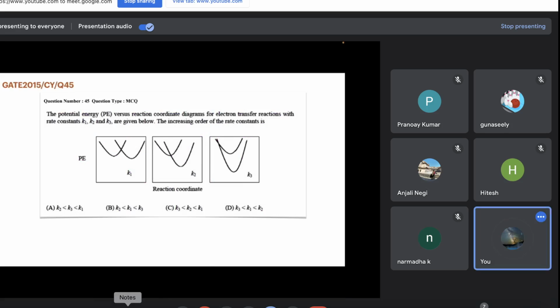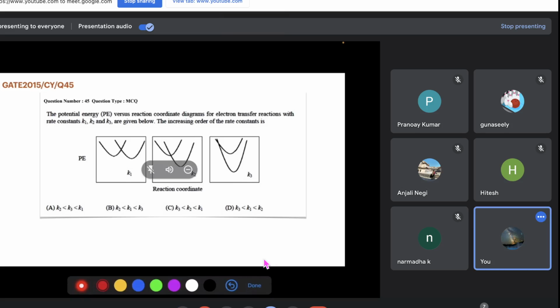Hello everyone. In this video, I will be solving GATE 2015 Chemistry question number 45. So audio is clear, right? This question states that the potential energy versus reaction coordinate diagram for electron transfer reactions with rate constants K1, K2, K3 are given below, and we need to find out the increasing order of the rate constant. So we are given 4 options with increasing order of rate constants K1, K2, K3.